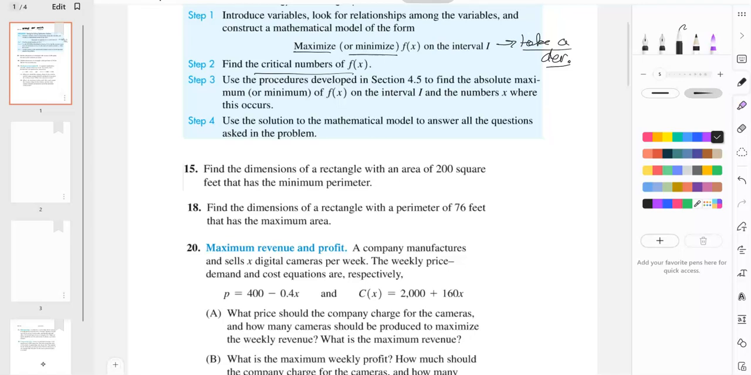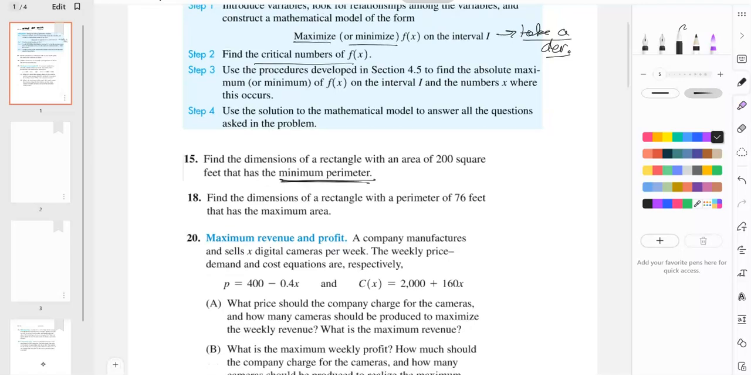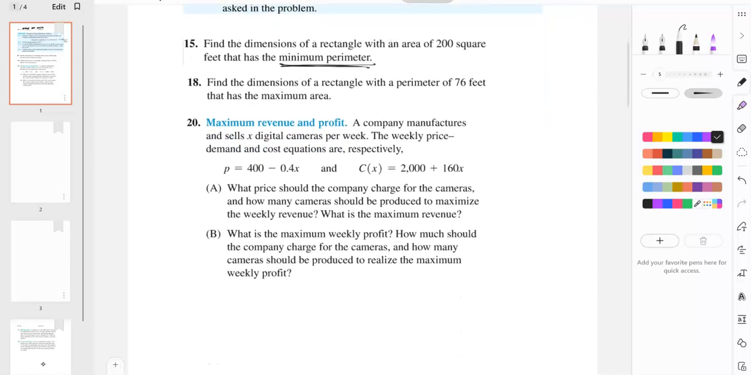Number 15. We want to find the dimensions of a rectangle with an area of 200 square feet that has a minimum perimeter. So that's our keywords to let us know we want to optimize. So here's my rectangle, length and width, and it doesn't matter which side you call length and which side you call width. Area is length times width, and we know the area is going to be 200.